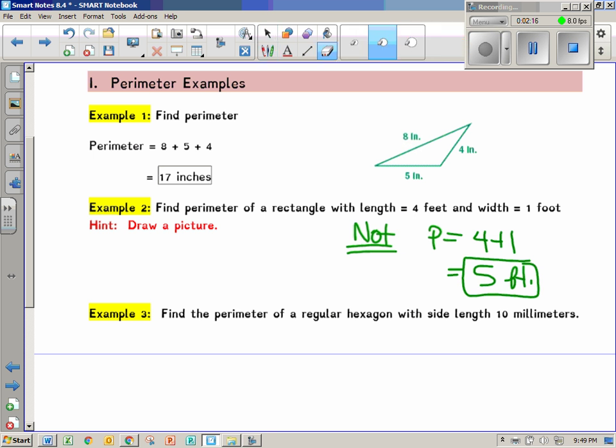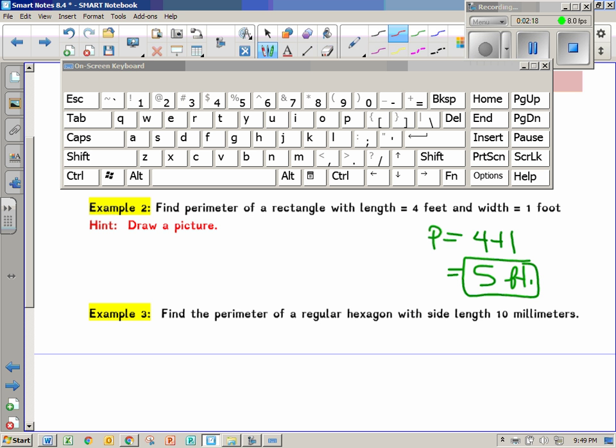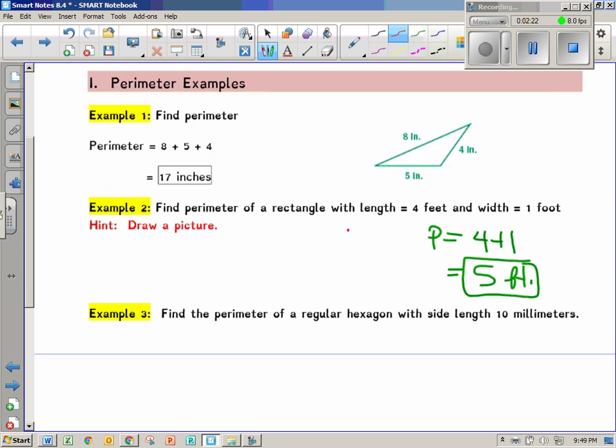In fact, let's write that. Oops. In red right there. Not correct. And it's easy to make that mistake when you don't see a picture. So when you see a description, sometimes it's really helpful to draw the picture. So in this case, let's do that.